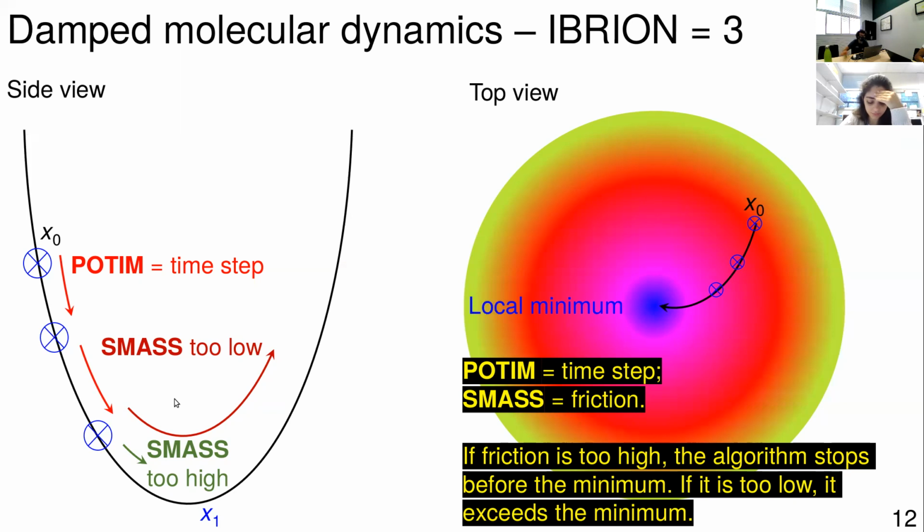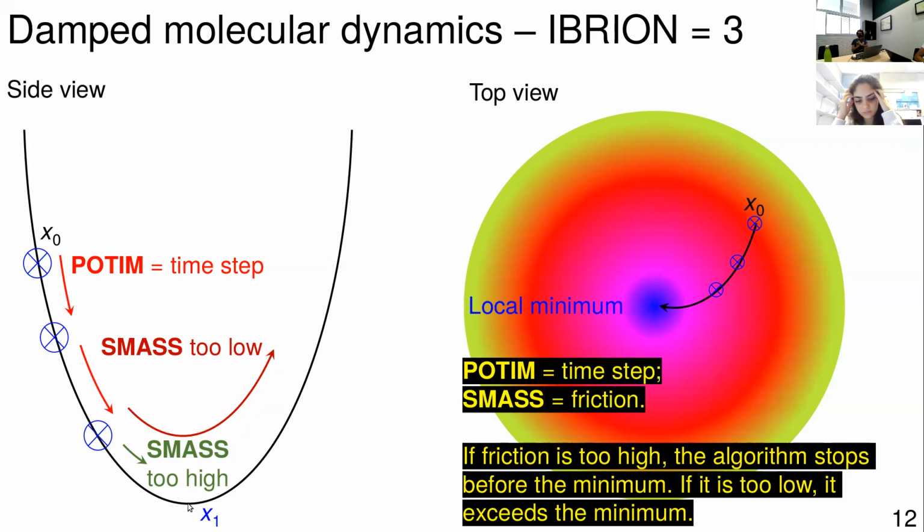So in this graph, that means that if the mass is too low, you go up and you stop here. That is not your minimum, so that's wrong. But if it's too high, then you just stop here. So again, you're having a bad estimation of your minimum, because your real minimum is here, okay?